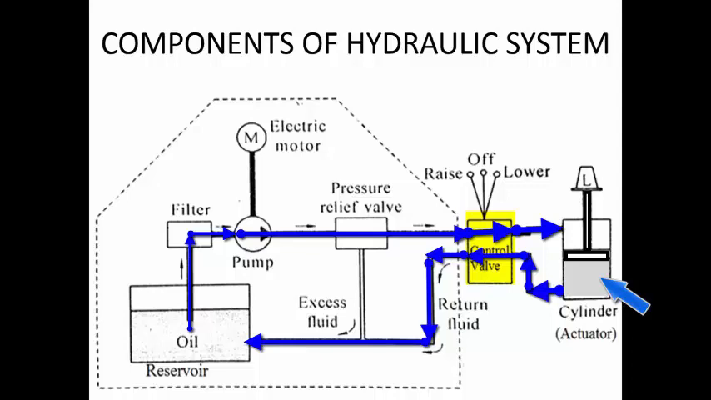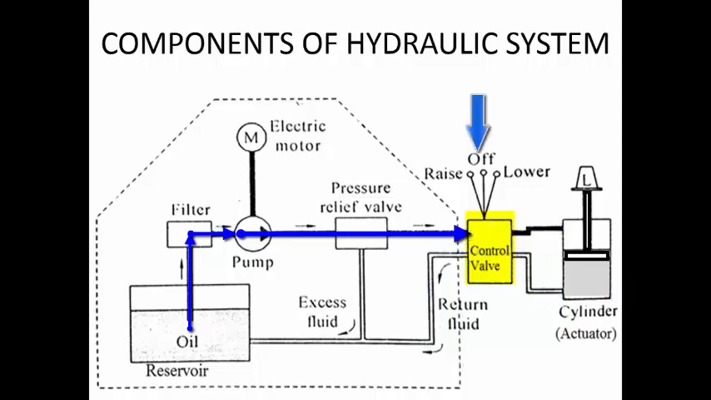Now when the lever is shifted to the off position, the oil from the pump cannot enter into the cylinder, it will be stopped there, and oil cannot come out of the cylinder either, that also will be blocked. No oil can enter the cylinder, no oil can exit the cylinder. So whatever position the piston is in, it will remain in the same position as long as the lever is in the off position.